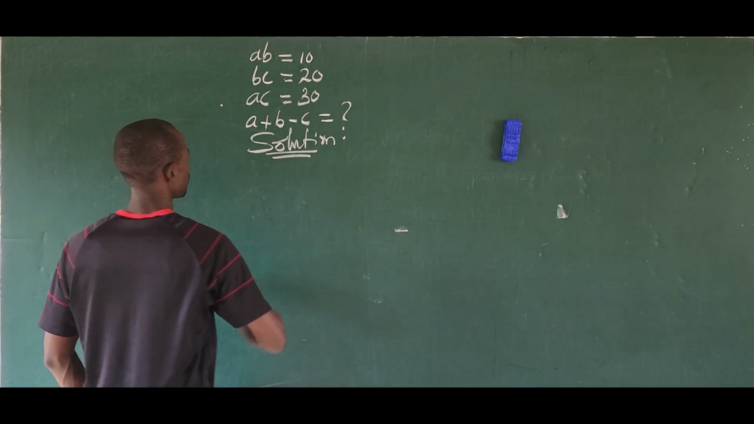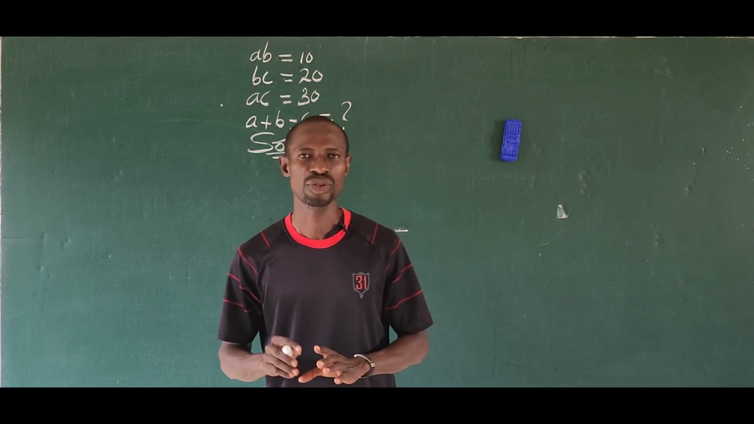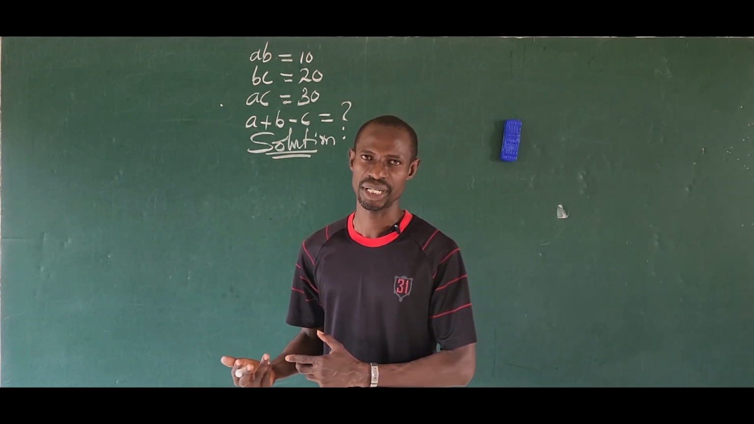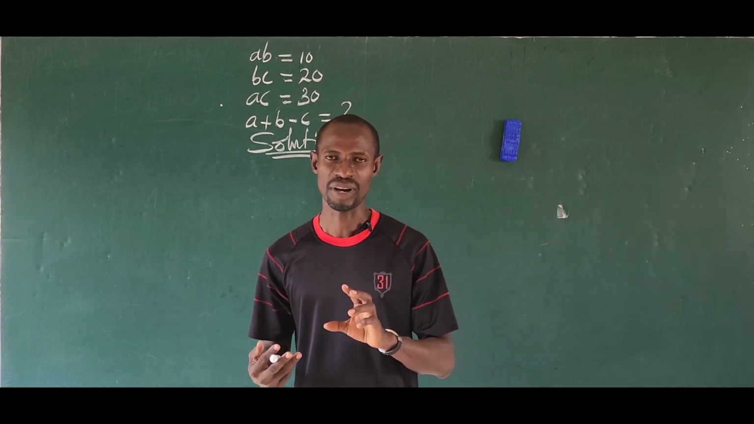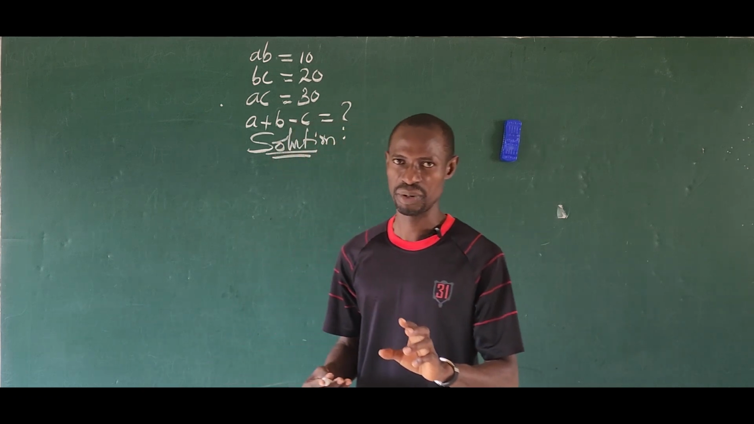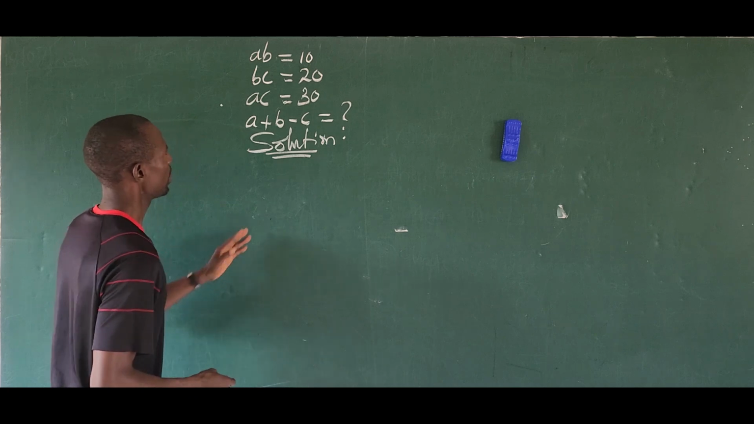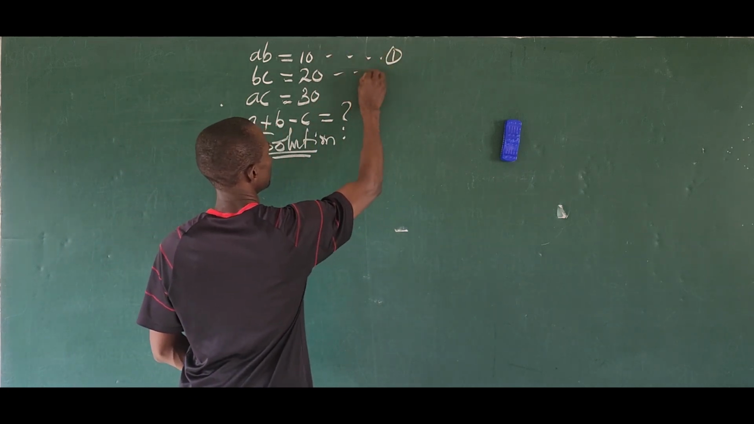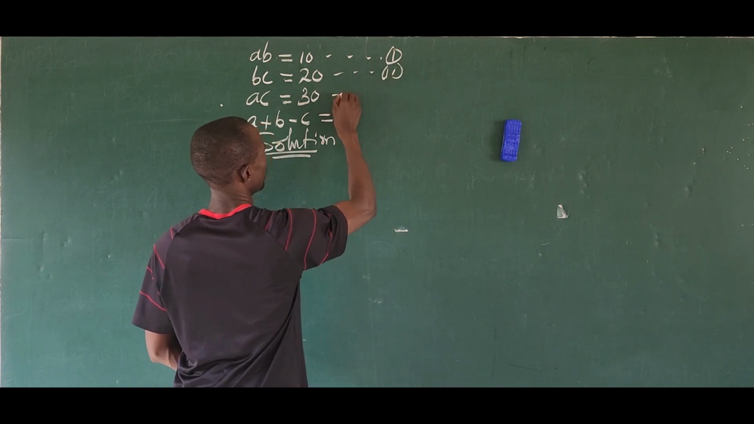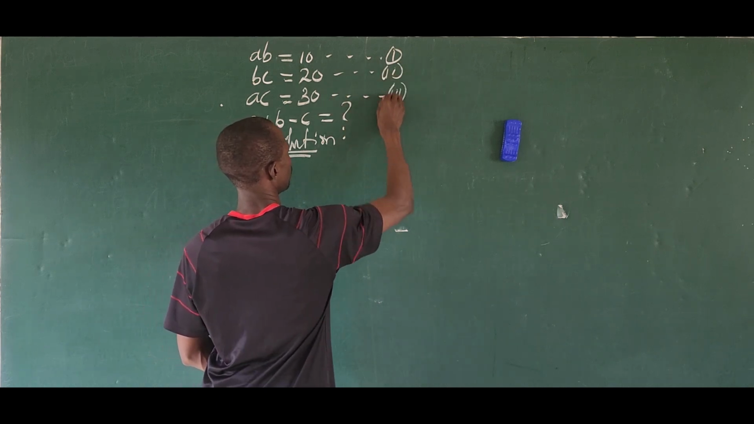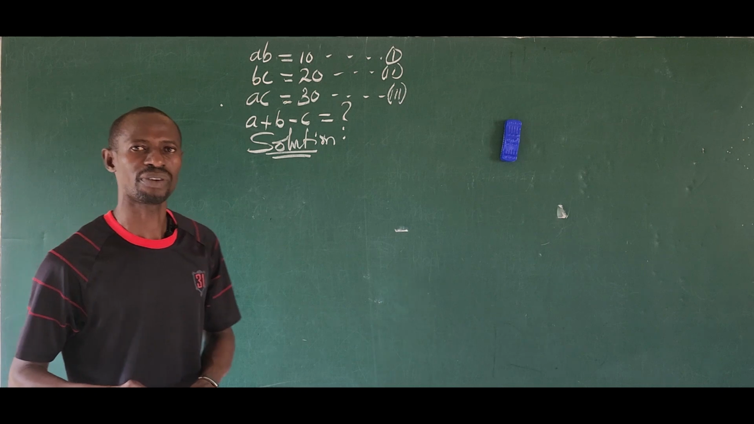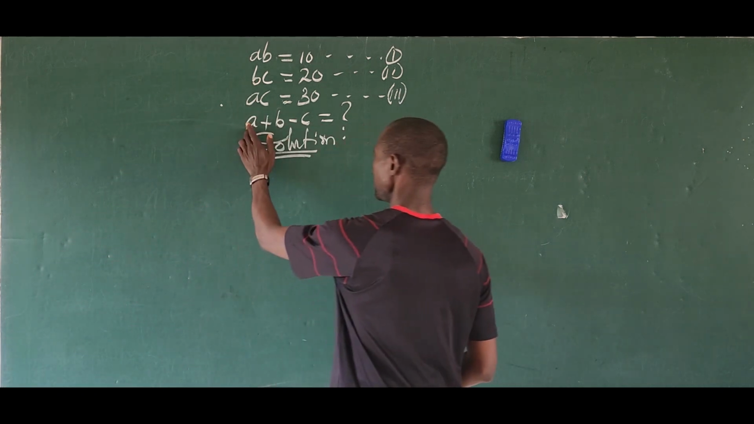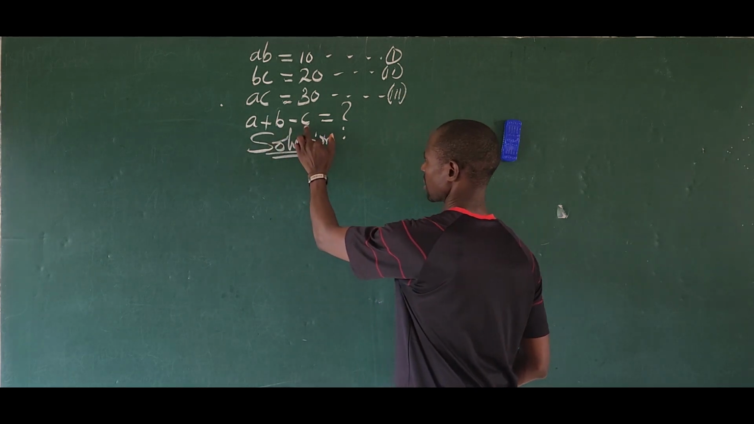All right. So the first thing we're going to do here is to solve for what is called the solver equation, the mother equation, because we have three equations here. From these three equations, let's give this equation 1, this equation 2, and this equation 3. So our equation 4 is going to be the solver equation, the mother equation, from which we're going to get the value of our A plus B minus C.